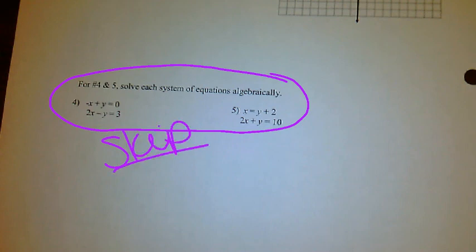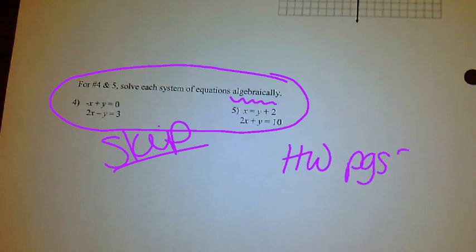You can skip this one. We're not going to do it algebraically. You're welcome. So again, homework, pages 25 to 26, just numbers 1 through 3.